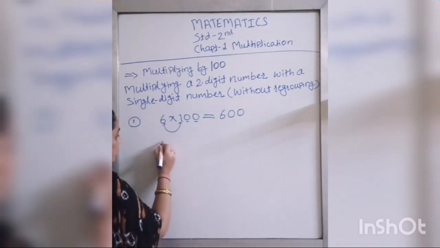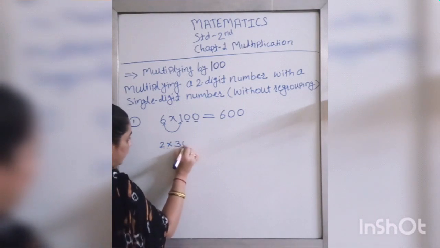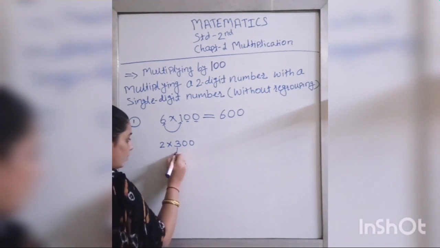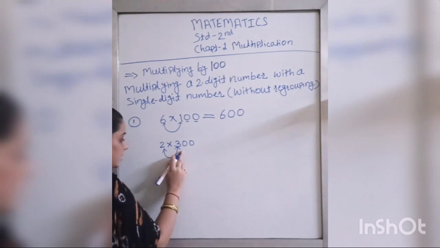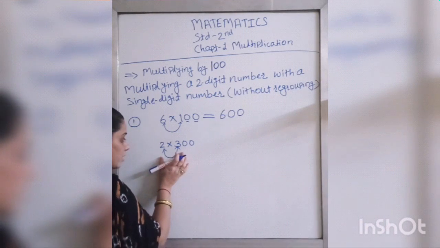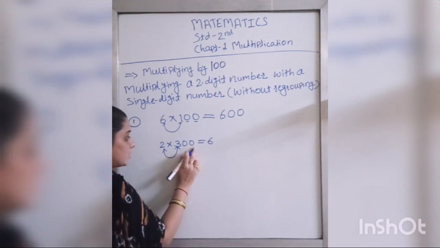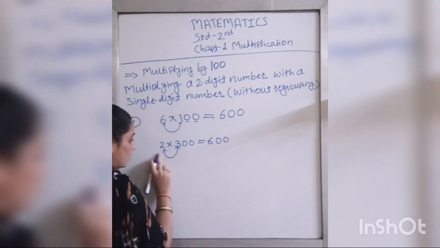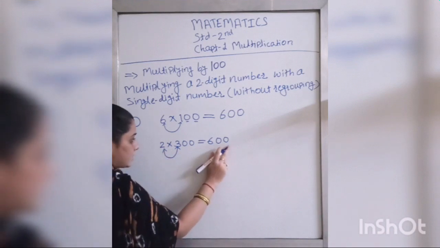Understood? Now suppose I am multiplying 2 into 300. First we will multiply only the numbers. 2 3s are 6. Then how many zeros are there here? 1, 2. Those 2 zeros we will write as it is. So 2 multiplied by 300 is equal to 600.